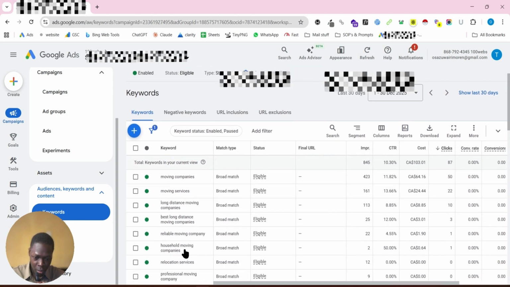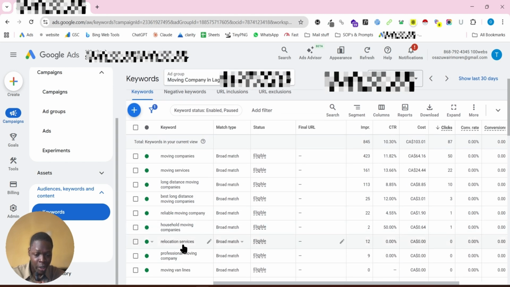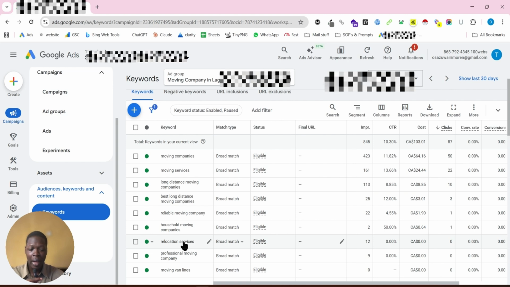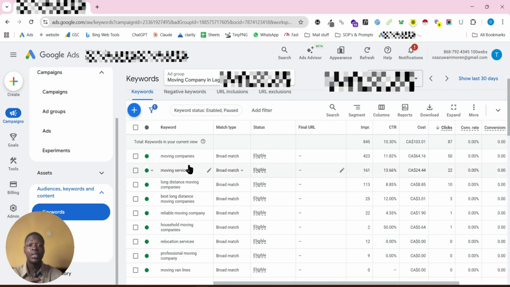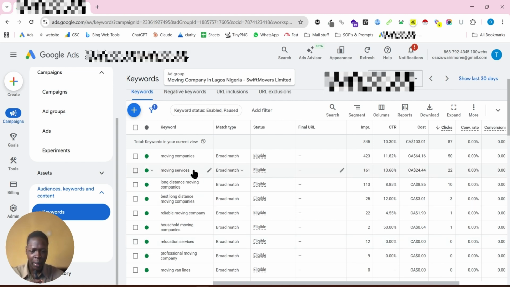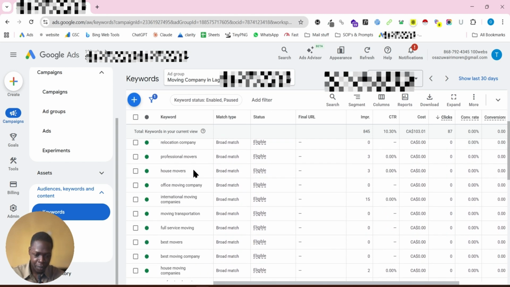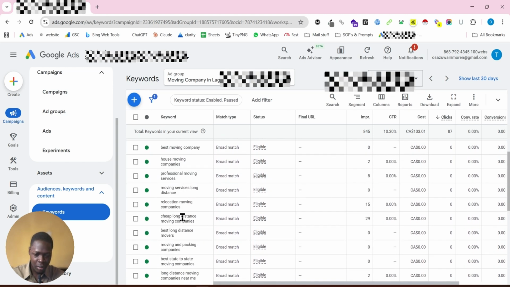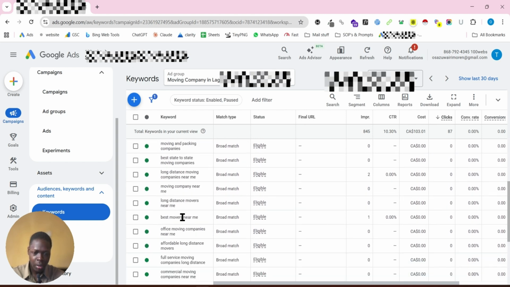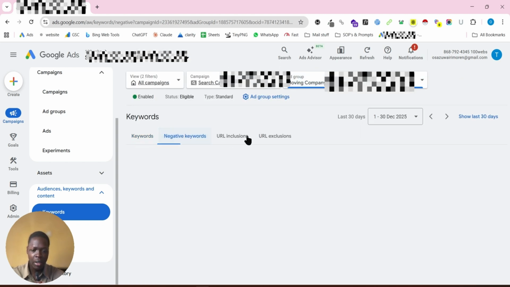let's see, relocation services might not be the same as someone looking for moving companies, right? So this is just a basic example, but you get the point. Office movers, literally all broad match. Literally all broad match. And let's take a look at the negatives.